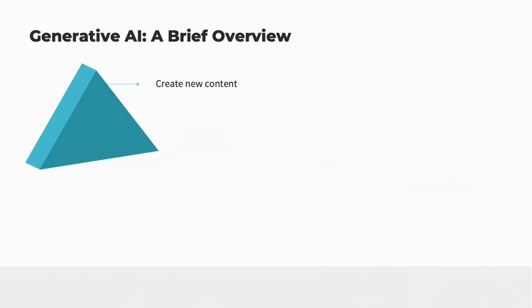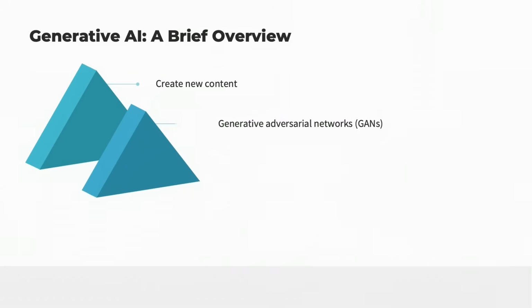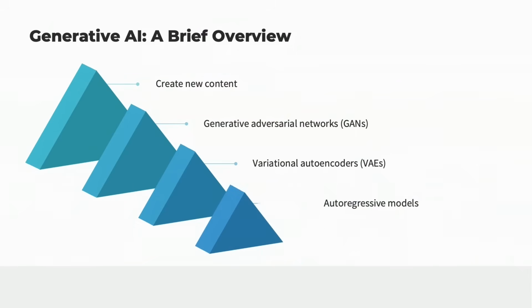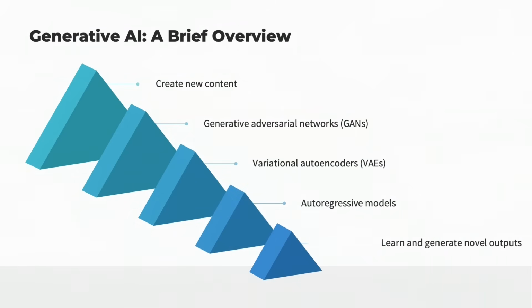Other notable AI models use techniques like generative adversarial networks or GANs, variational autoencoders or VAEs, and autoregressive models. These models essentially learn patterns and features from large data sets and then use this understanding to generate novel outputs. It's worth noting, though, that OpenAI's more publicized and widely used models rely primarily on transformer models.